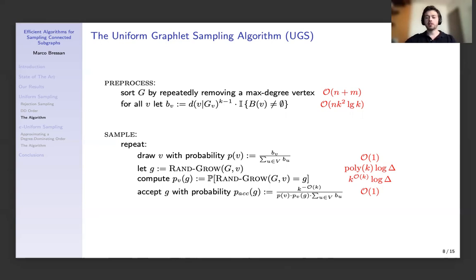If you replace the probabilities in the probability of acceptance Px, you will see that this probability is well defined and is bounded from below by k to the minus order of k, which means that after k to the order of k trials in expectation, we will accept some graphlet. And by multiplying the running time bounds, you will obtain the expected running time bounds for the sampling phase. So this concludes the overview of the uniform graphlet sampling algorithm, UGS. And let's move to the epsilon uniform sampling algorithm.